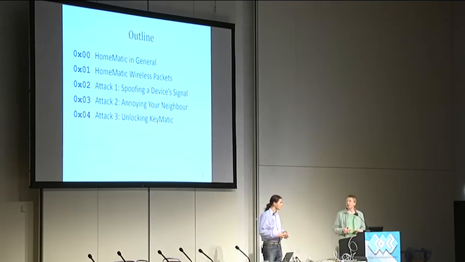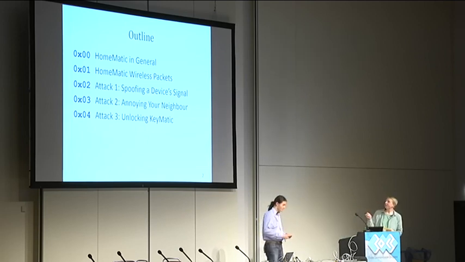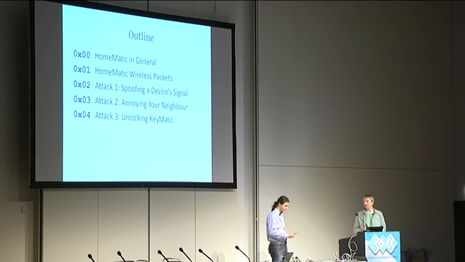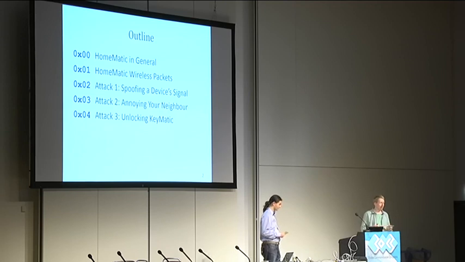This is the outline of our talk. First, we are talking a little bit about HomeMatic in general. Then we have to bore you with a little theory about the wireless packets of HomeMatic. And then we will demonstrate live three different possible attacks. These three attacks cover pretty much everything, meaning after these attacks, you can, as an attacker, control pretty much all the HomeMatic devices, except when you have changed the default AES key and are not using it.